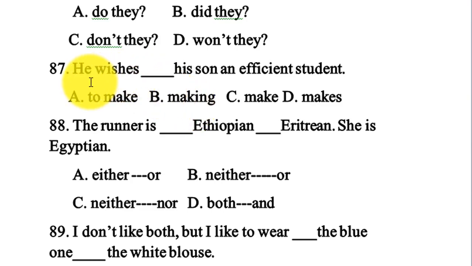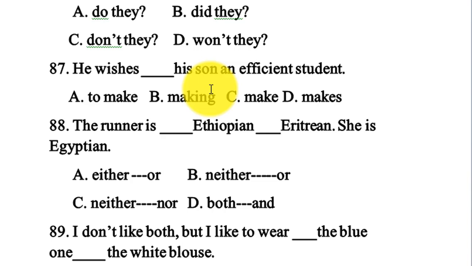He wishes blank his son an efficient student. He wishes making, which is a verb pattern question. A verb pattern: some verbs take ing, some verbs take to plus verb form, some verbs take either infinitive plus verb 1 or gerund, and some verbs take an object plus another infinitive form. These are called verb patterns.